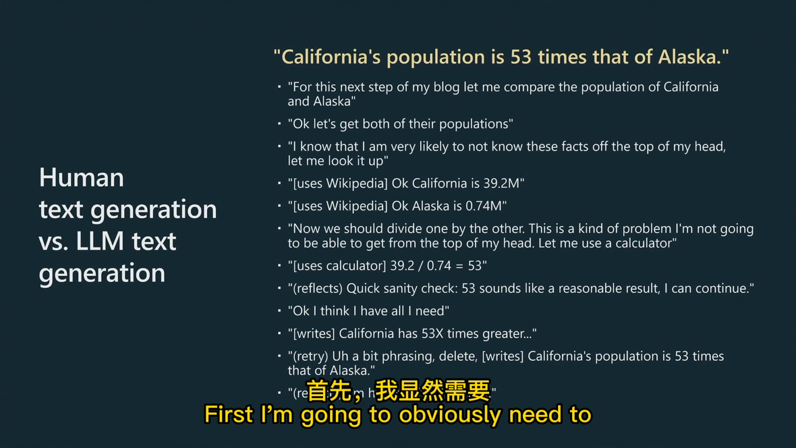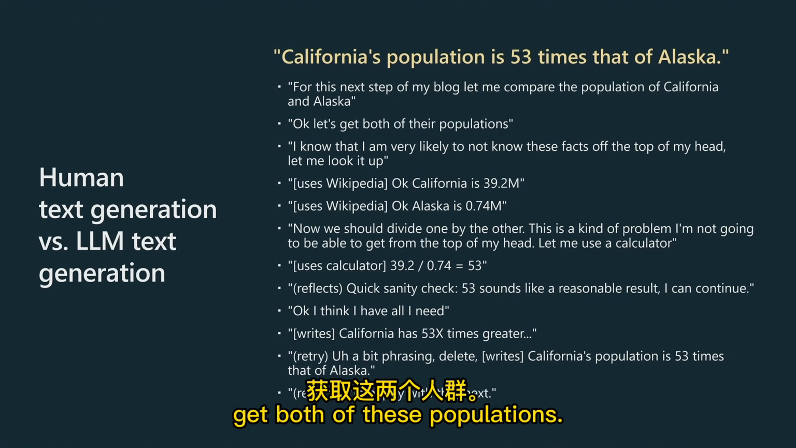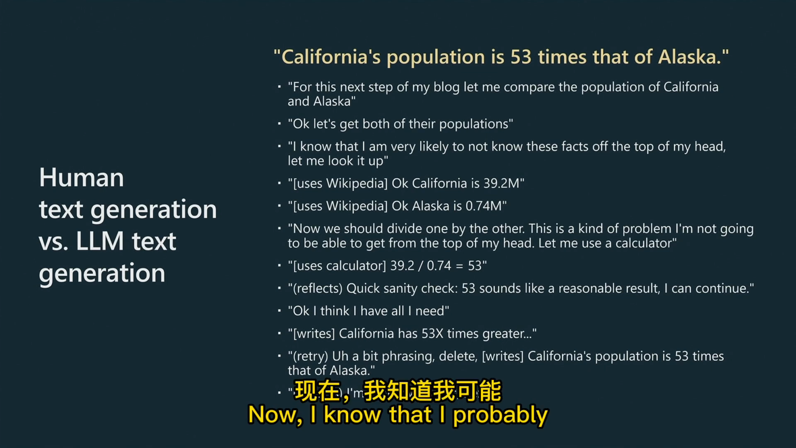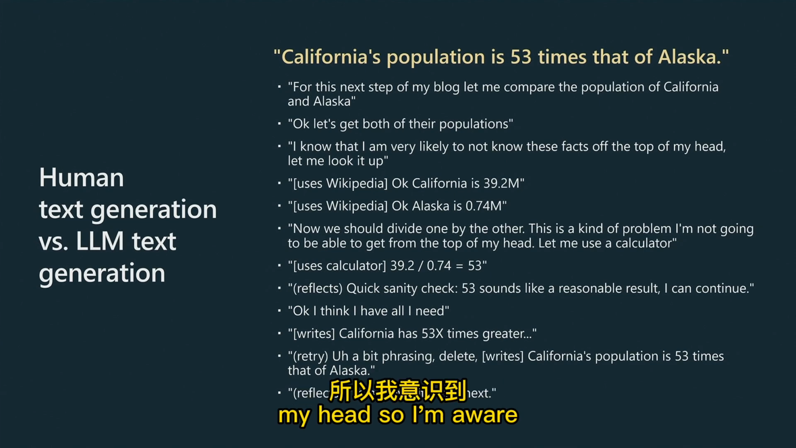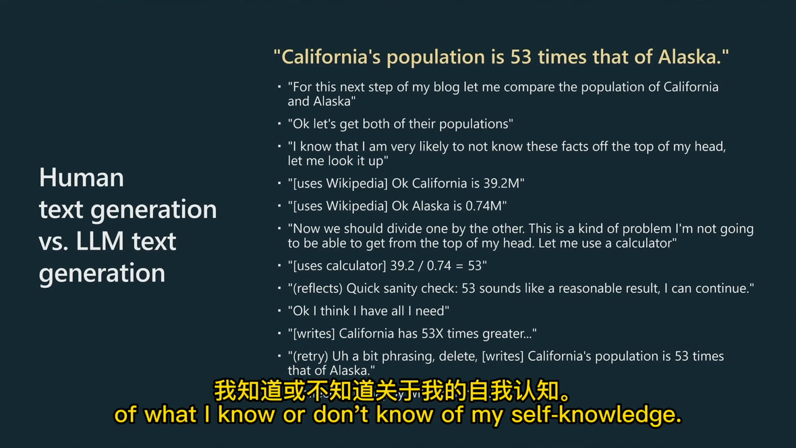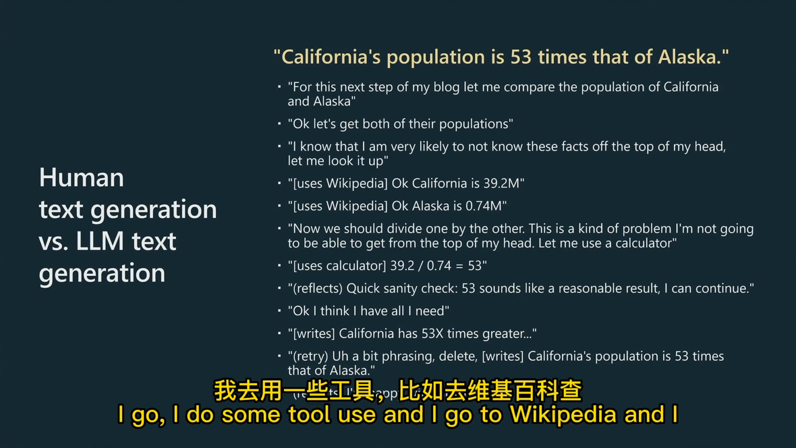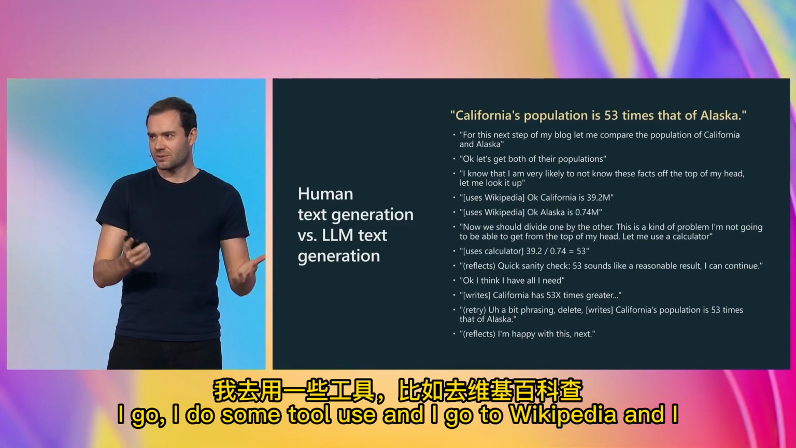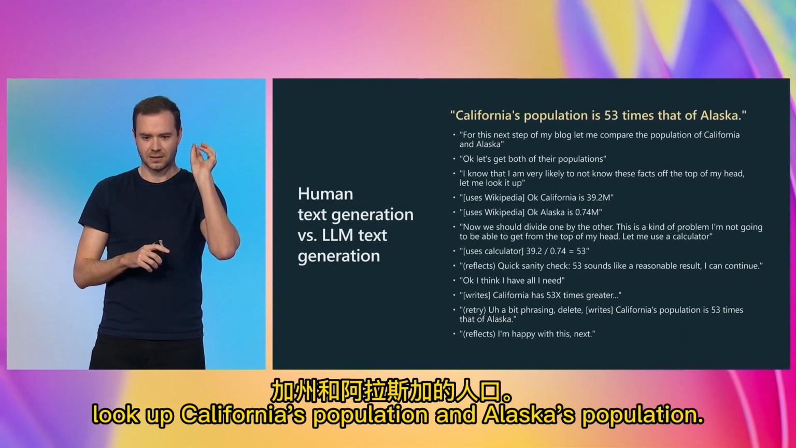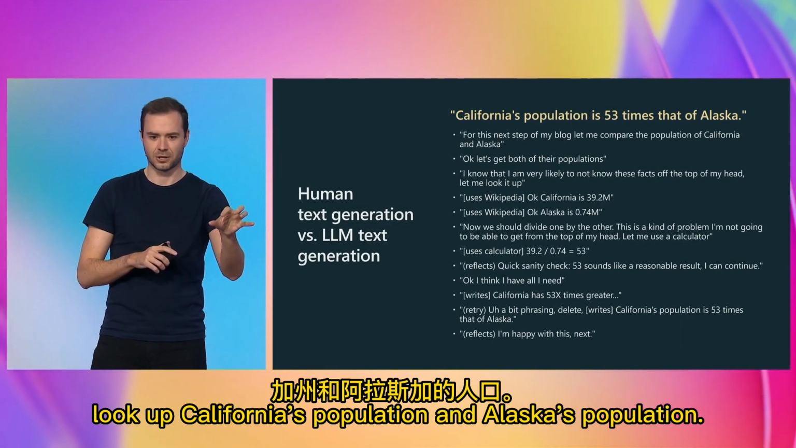Okay, first I'm going to obviously need to get both of these populations. Now, I know that I probably don't know these populations off the top of my head. So I'm aware of what I know or don't know of my self-knowledge, right? So I do some tool use, and I go to Wikipedia, and I look up California's population and Alaska's population.